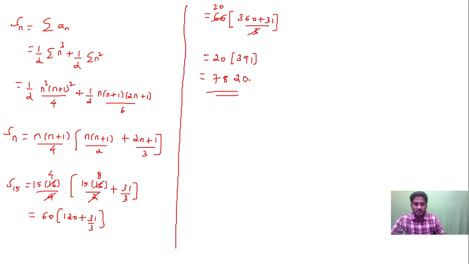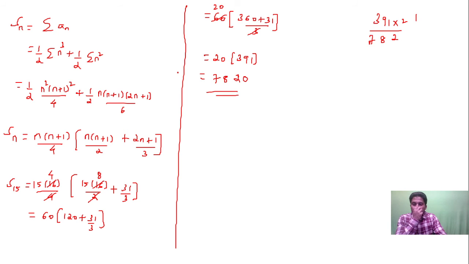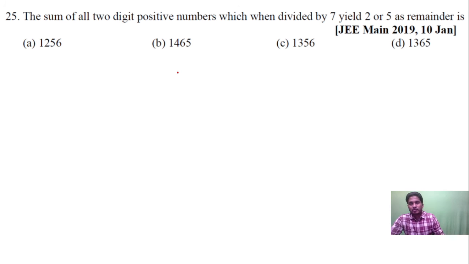Let me just check one second. 391 into 2. So 2, 9 2 is 18, 6, 7, 7, 8, 6, 7, 8, 2, 0 only. Answer will be equal to option B. Now let's move to the next question. If you cancel 20 times, you get 360 plus 391. That's right, 7820 only. Okay, question number 25.